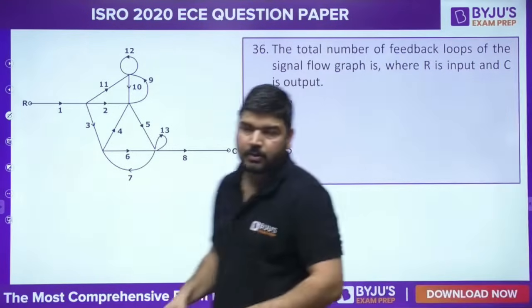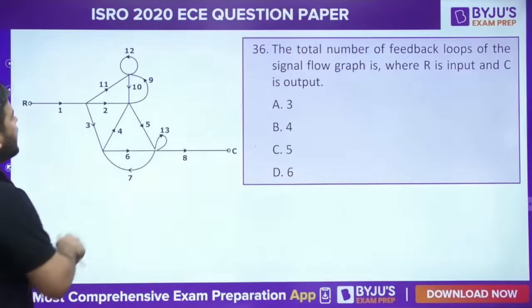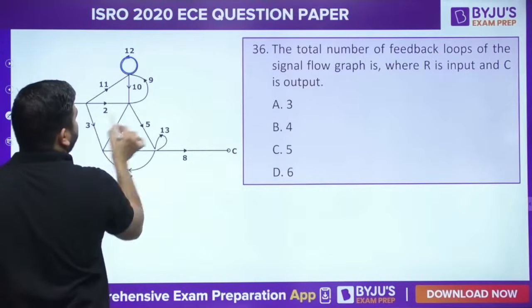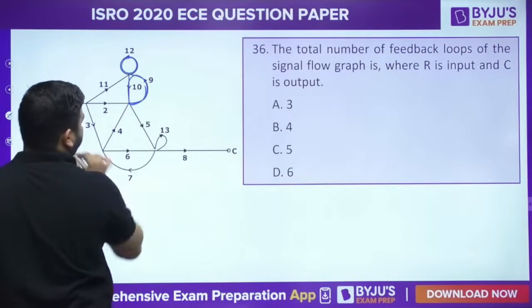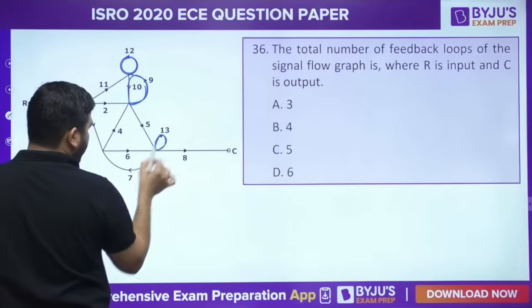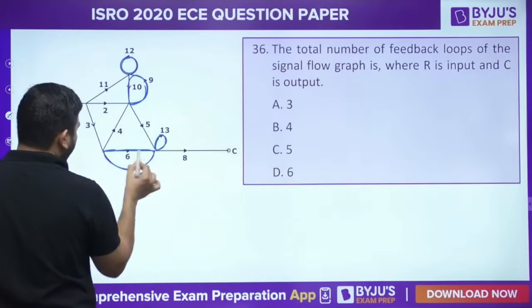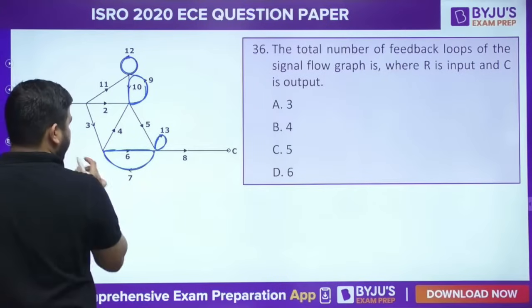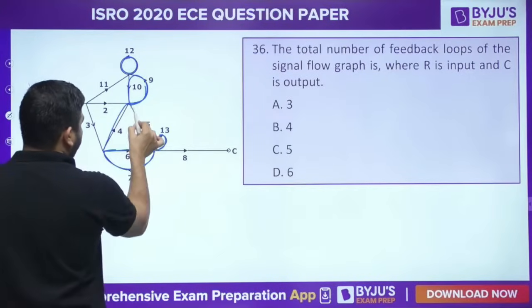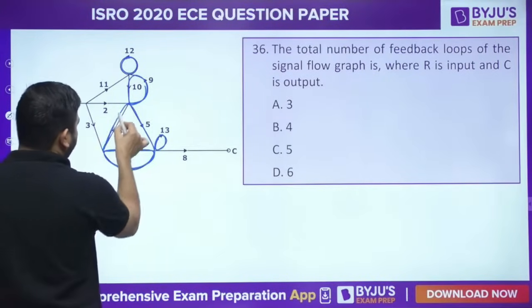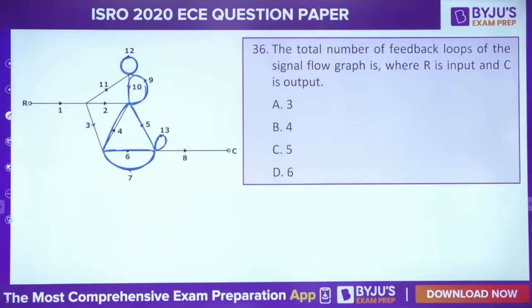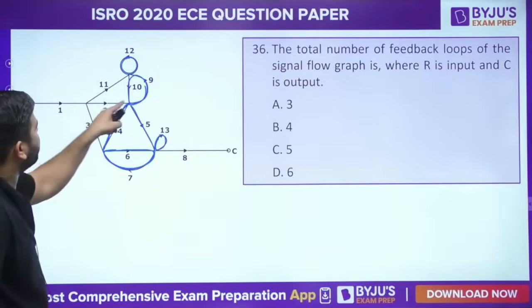Now tell me which option is correct for this question. The number of loops we need to calculate. So this is loop number 1. This is loop number 2. Here you will get loop number 3. This is loop number 4, and there it is, loop number 5. Okay, so there are actually 5 loops.